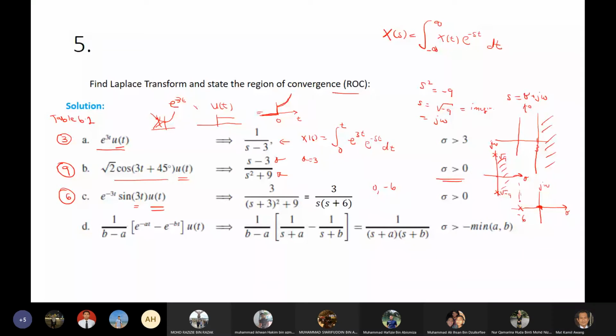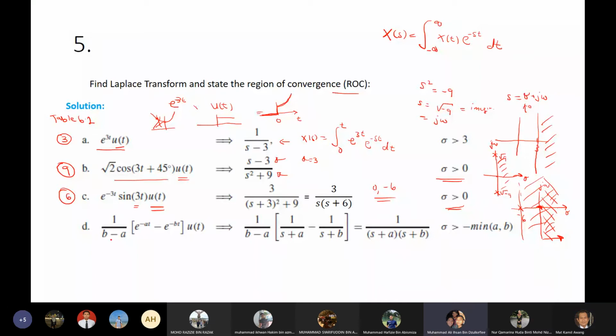So you have this and another one is this part, right? So the region of convergence is the overlapping part. Since you have two poles, the region of convergence is at the overlapping part. So that's why the region of convergence is gamma greater than 0, from here to there, because it's an overlapping area between the minus 6 and 0. Okay, for this one. Clear?